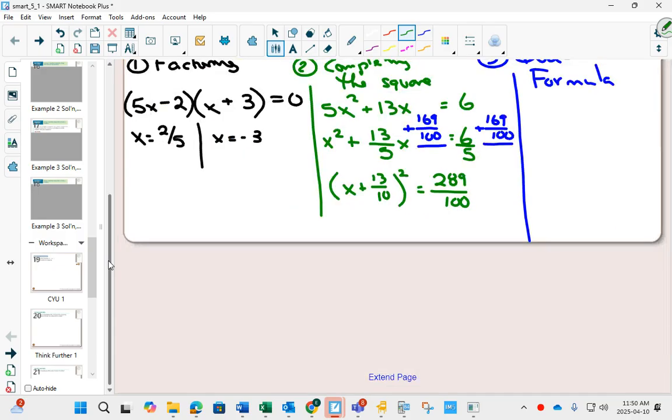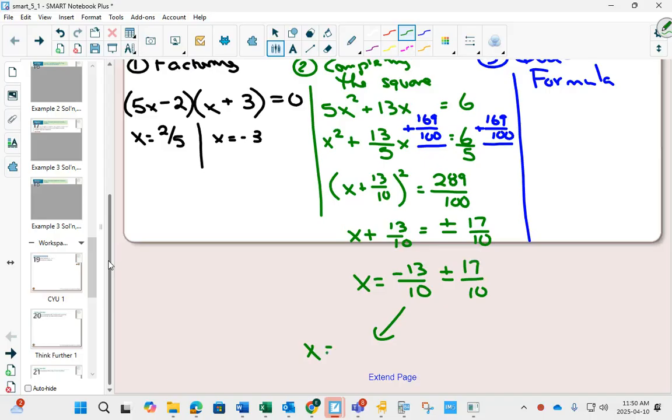Now, this would be a calculator question because I don't know how many of you know the square root of 289. It's plus or minus when you square root both sides. It's 17. You get plus or minus 17, and the square root of 100 is 10. Okay. And move the 13 over 10 over. And this will give you 2 answers. When you do plus 17, you're going to get 4 over 10, which reduces to 2/5. And when you do minus 17, minus 13, minus 7 gives you -30 over 10, which reduces to -3.